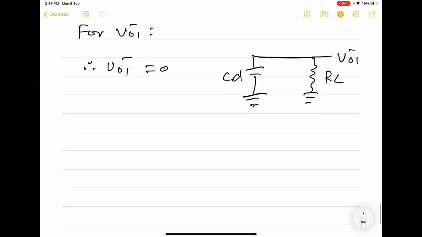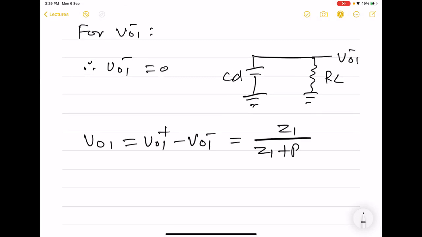Now for the first half of LO, the net output is going to be VO1 plus minus VO1 minus. And this will turn out to be Z1 divided by Z1 plus RS into VRF.